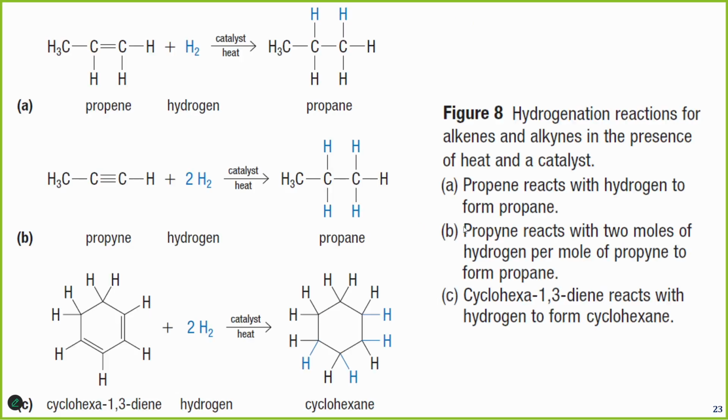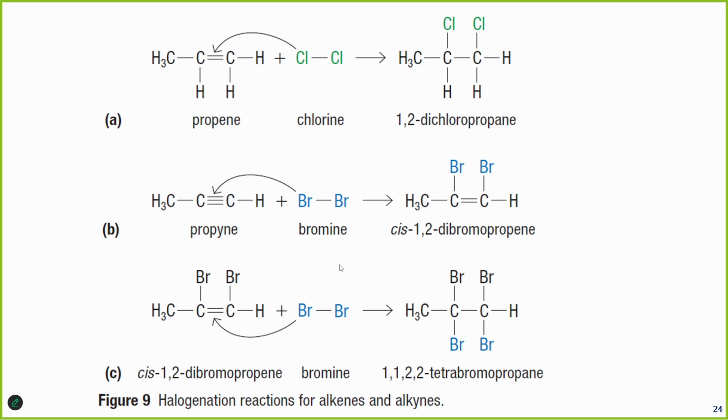Okay, so if we look at figure 8 and figure 9 here again, in all of these reactions, the substance that is added to the hydrocarbon, for example H2, Cl2, or Br2, is made up of 2 identical items. Therefore, only one possible product can form in each case. For example, we could switch the positions of the two chlorine items in 1,2-dichloropropane, which is shown here in figure 9a. But the product would be the same substance.